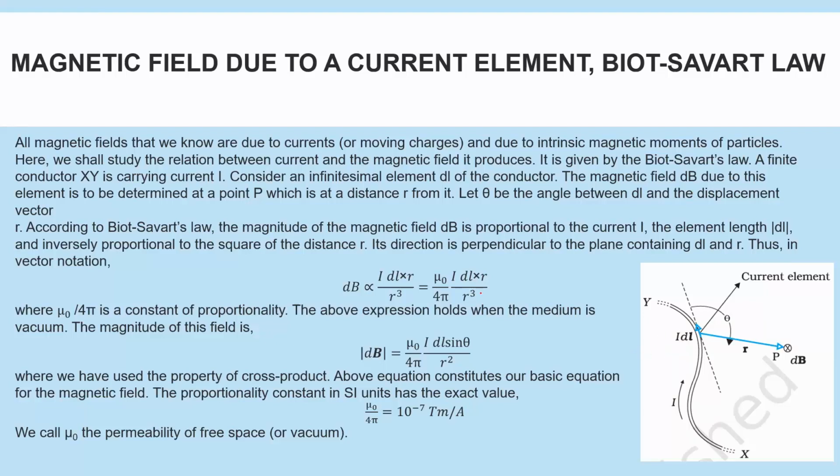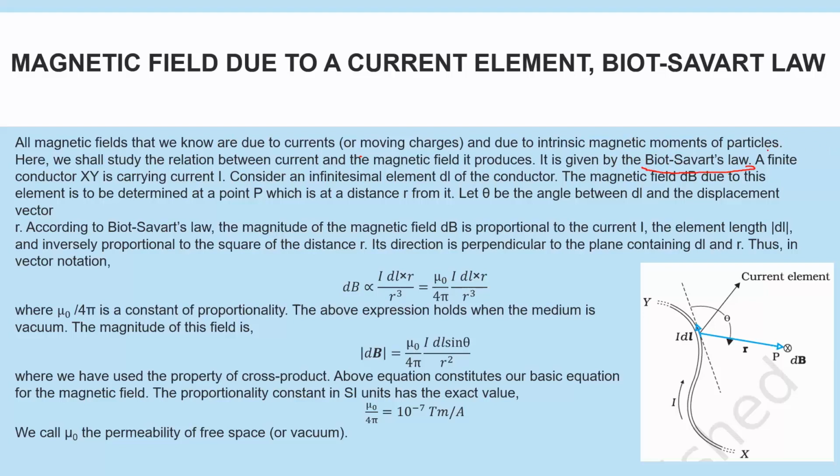we will try to understand how the current relates to the magnetic field. As I said even before, all magnetic fields that we know are due to currents or moving charges and due to intrinsic magnetic moments of particles. Even the substance that we are using could have some intrinsic magnetic properties also, owing to the magnetic moments of the particles. So over here we will see the relation between current and the magnetic field that the current produces, and the law that we are going to understand over here is the Biot-Savart's law.